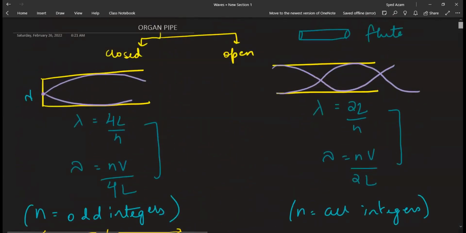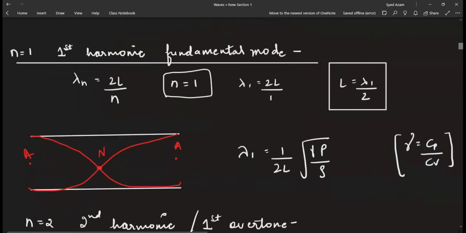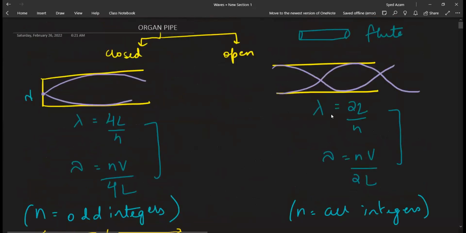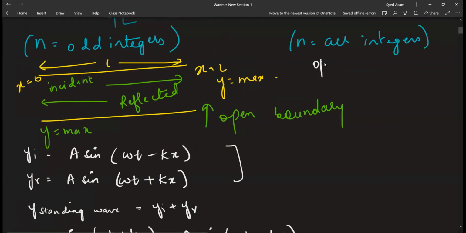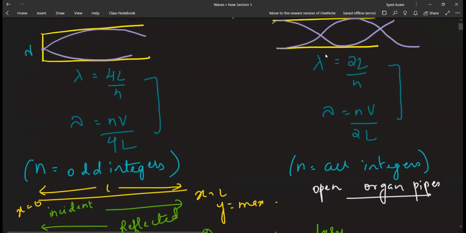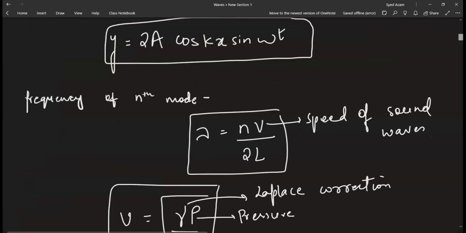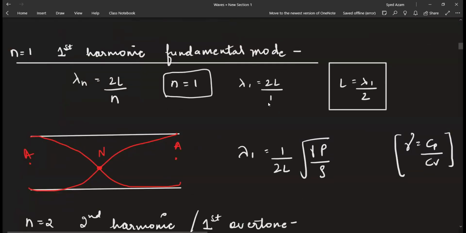Okay, so we discussed a few things about the closed organ pipe and open organ pipe. Now, the first harmonic I've already told you, first harmonic means n is equal to 1. For this, you use the formula 2L by n. This heading is for the open organ pipes. Just focus on this segment. If you put n is equal to 1, you will get 2L, that is double the length.